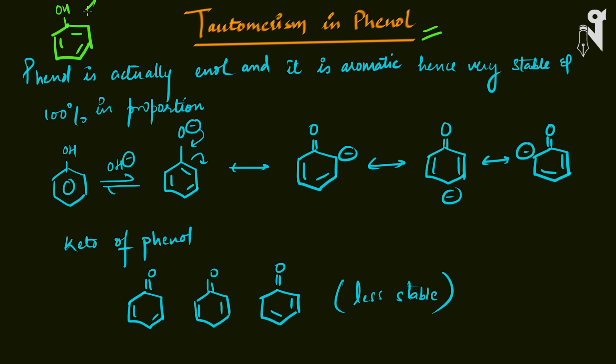Then why is phenol actually an enol and sustained in this form? Why don't we see its keto form so often? The reason behind this is that when phenol is present in the enol form, you see the ring over here, this is the benzene ring, and it has alternate double bonds. This is an aromatic structure, and aromaticity is a very, very important factor for stability.